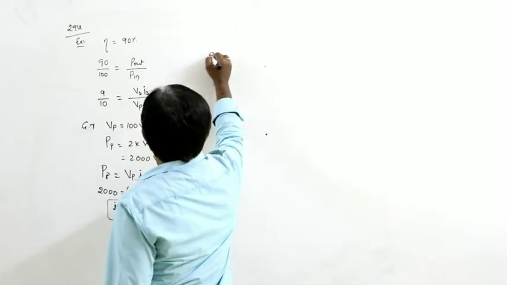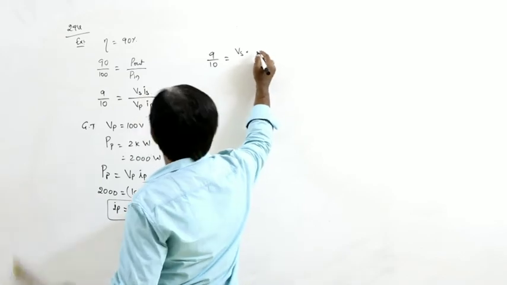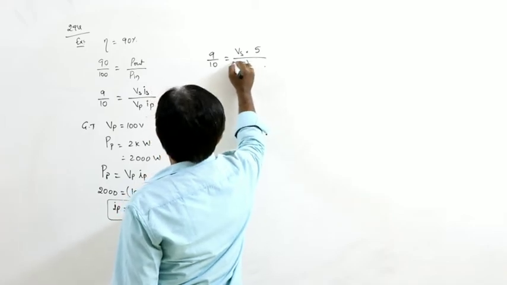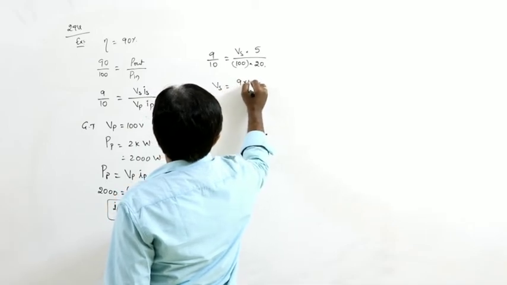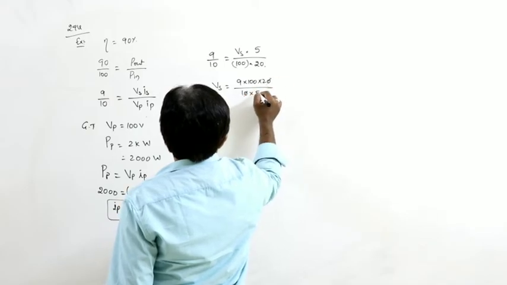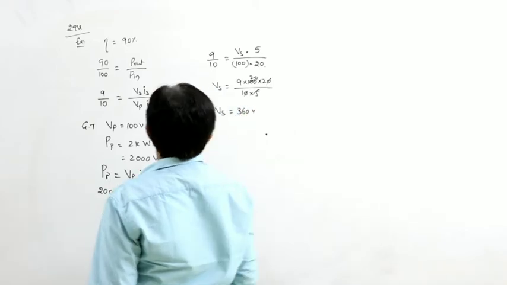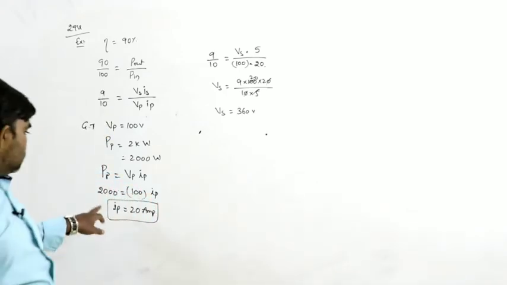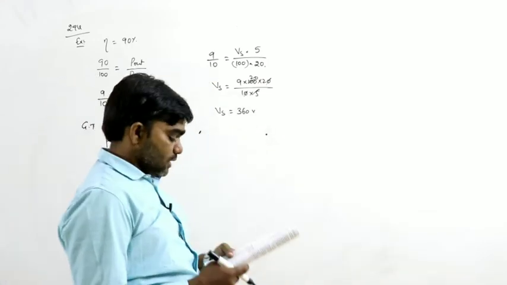Now here 9 by 10 is equal to V secondary into the current in the secondary coil, 5 amperes, divided by 100, the potential across primary, into 20, the current. So potential across secondary is equal to 9 into 100 into 20 divided by 10 into 5, which is 360 volts. That is step up. So the primary current we calculated is 20 amperes, and the secondary voltage is 360 volts.